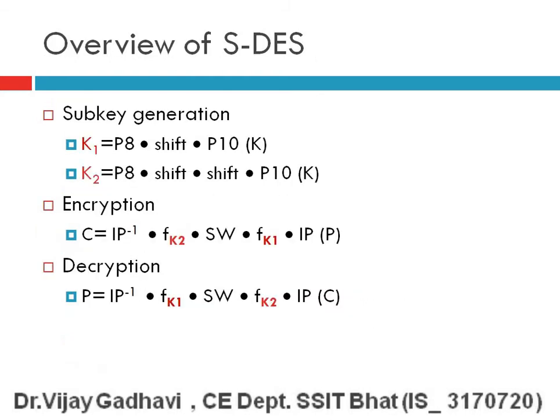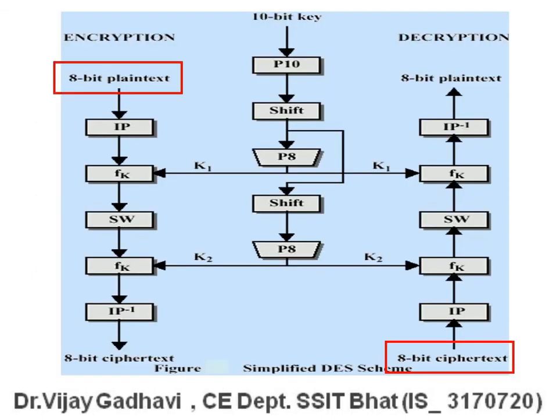Subkey generation, there are a few equations you already showed. This is most important. Now you can see the 8-bit ciphertext in a simplified DES scheme. We already discussed this in the theory portions. Now we can look at the 10-bit key, how to shift and apply P8 to get keys K1 and K2.